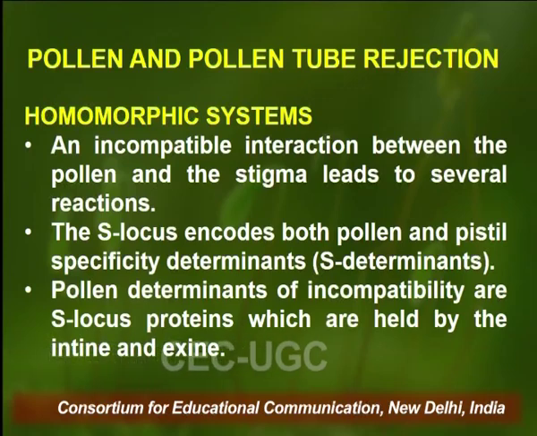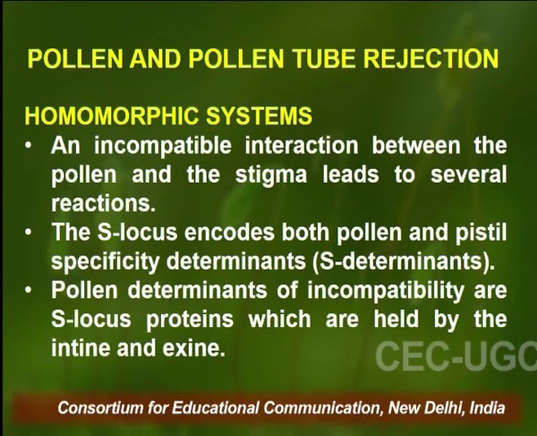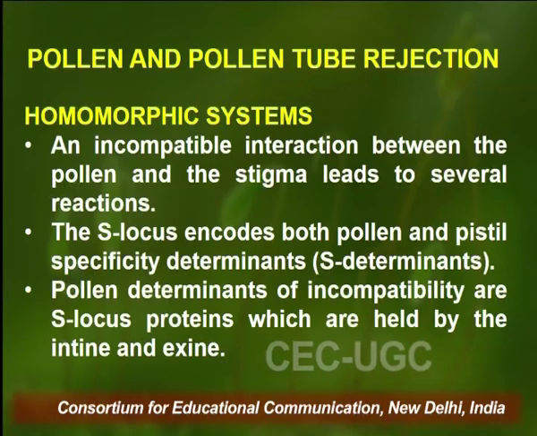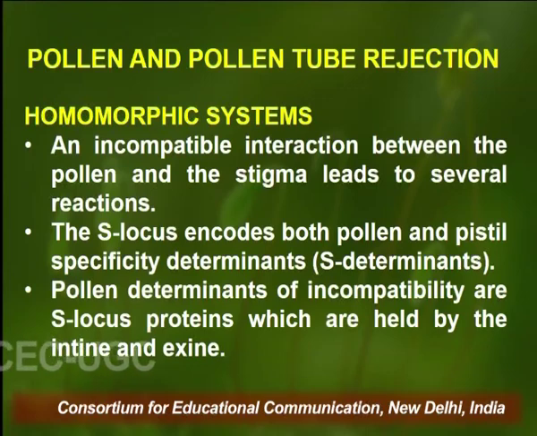Pollen and pollen tube rejection is the most important aspect of studying self-incompatibility. In homomorphic systems, an incompatible interaction between the pollen and the stigma leads to several reactions. The S locus encodes both pollen and pistil specific determinants, so we call these S determinants. Pollen determinants of incompatibility are S locus proteins, which are held by the intine and the exine.